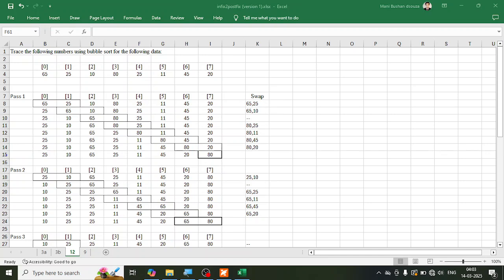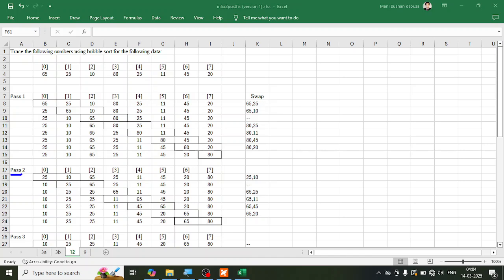So at the end of the first pass, you notice that the largest bubble, that is the bubble 80, is brought to the surface. So it is brought to the surface here. Now in the next pass, we are going to bring the second largest element. So let's go to pass number 2.